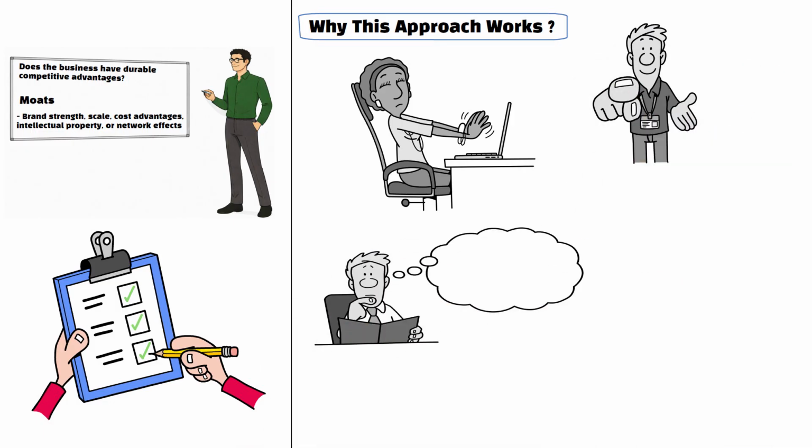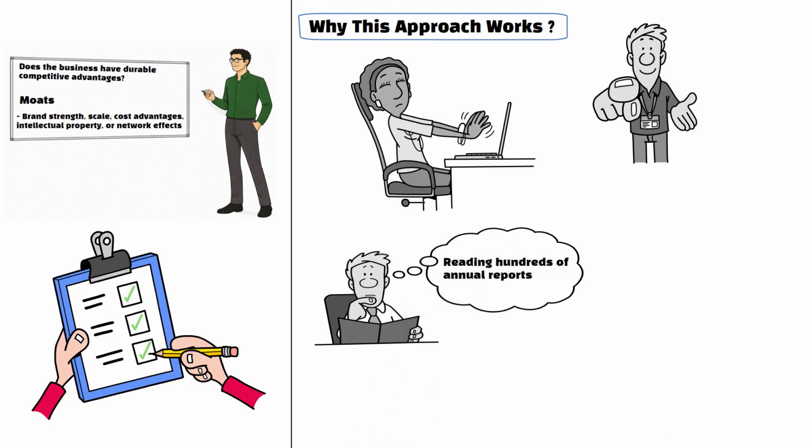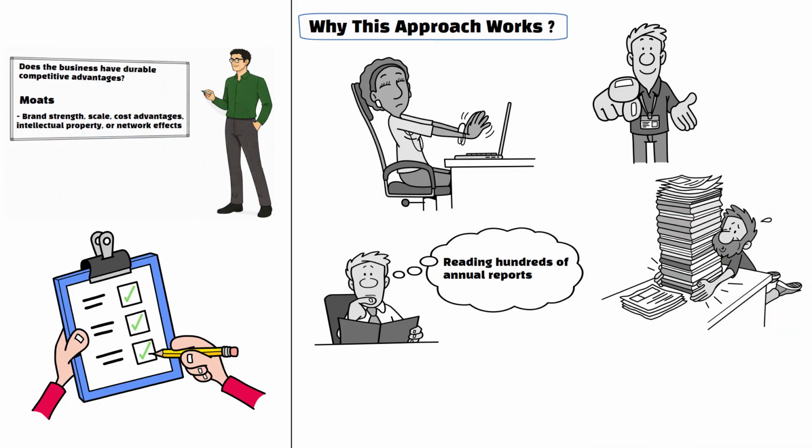Buffett did not build his success by reacting quickly. He built it by thinking deeply. Reading hundreds of annual reports each year allowed him to see what others missed, not only because he was smarter, but also because he went through more pages. For investors willing to slow down, annual reports remain one of the most powerful tools available.